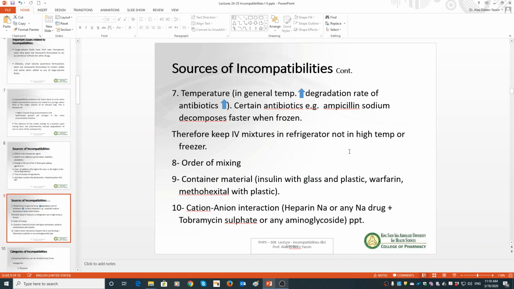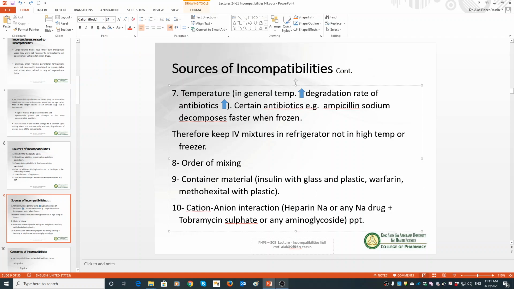The material of the container sometimes can cause interactions with some drugs. We'll see insulin with glass and plastic. The insulin is absorbed on the walls, so this is a problem. Warfarin, methotrexate. Methotrexate with plastic is common.